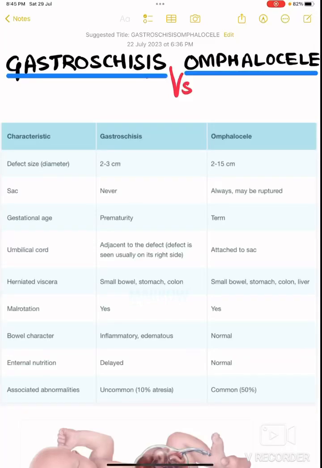Hello guys, in this video we are going to study gastroschisis versus omphalocele. These two are very important things that you actually need to know. It is an extremely important topic from both surgery and pediatrics. So you have to learn about these two topics very nicely.